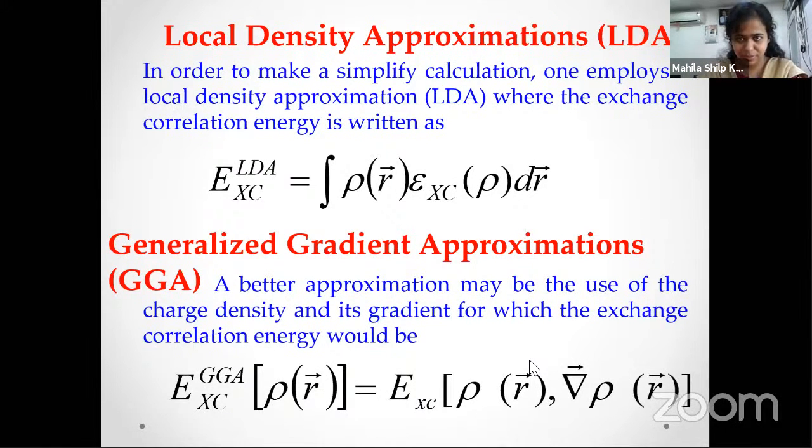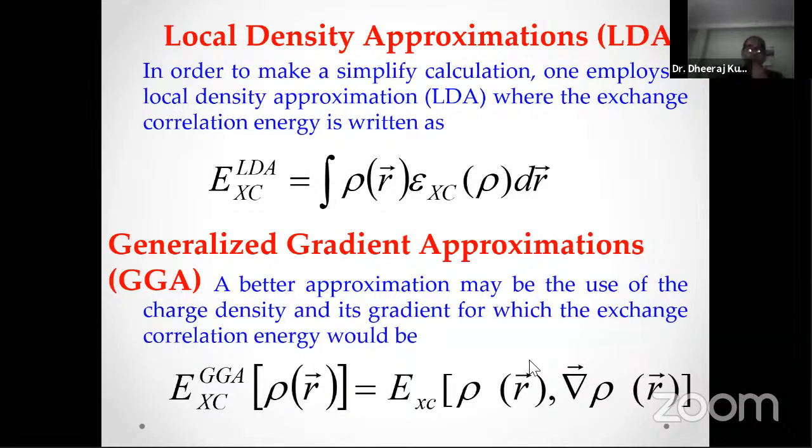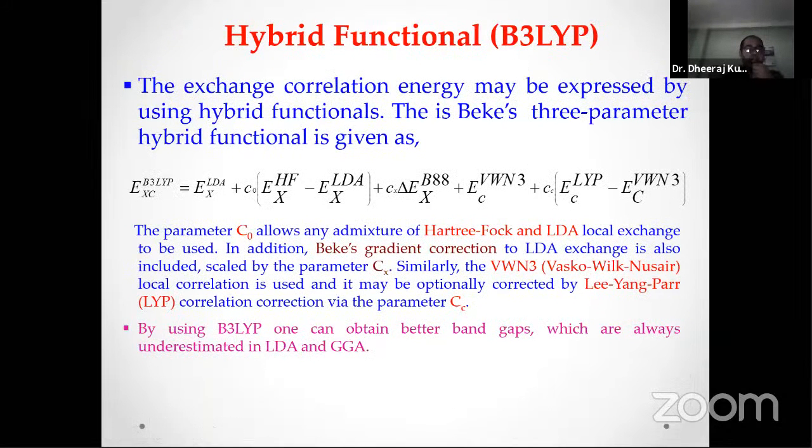Okay. So another improved approximation, that is the generalized gradient approximation, in which the exchange correlation energy is considered as a function of charge density as well as its gradient. But this approximation also has several limitations. So it requires new approximations which overcome the limitations of both LDA and GGA. At last, in the present, hybrid functionals were introduced, and this is the latest approximation.